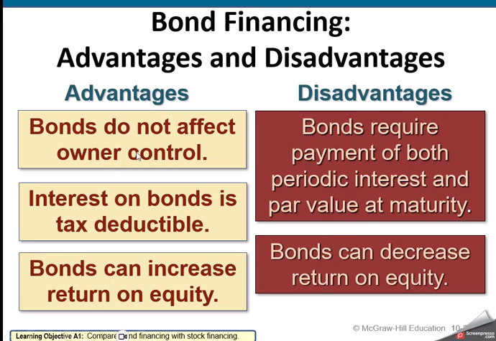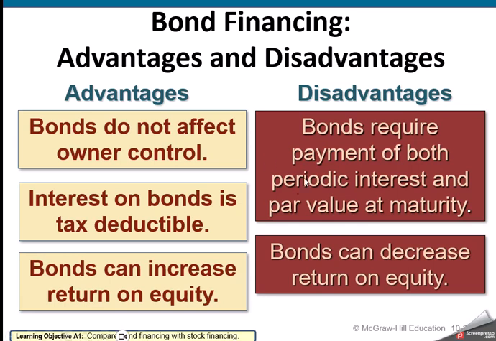So the advantages of bond financing, if you are the corporation, is it doesn't impact the owner control. There's no stock issued, so your ownership does not change. Interest that we pay on those bonds is tax deductible, whereas when we pay dividends to our shareholders, those are not tax deductible. And then bonds can increase the return on equity. Again, because bonds are a liability, it doesn't change your equity at all. If you're using that money you raised from bonds to expand and increase your net income, that equity stays the same, that return on equity is going to increase.